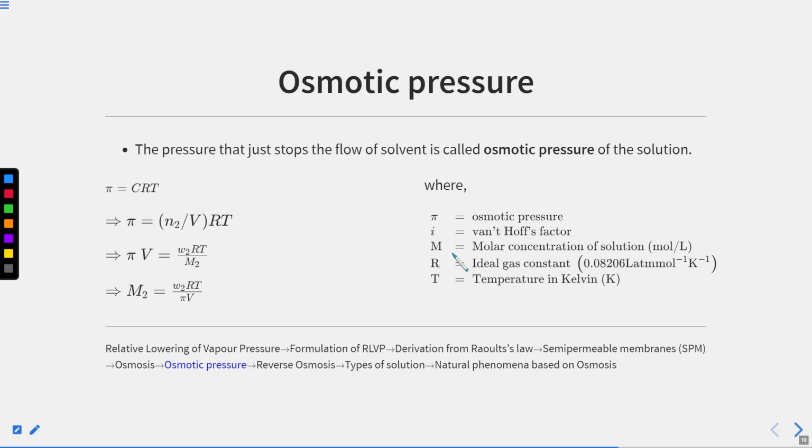Next, since we are interested in finding the molar mass, we will put this M2 here and put down this pi V here to get our molar mass of the second component. So this is our osmotic pressure. Now we will see some more terminologies that are related to osmotic pressure.